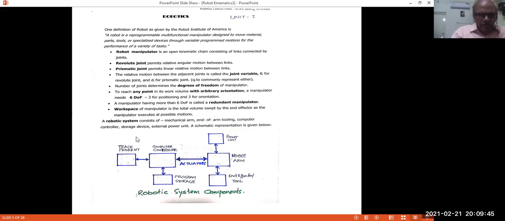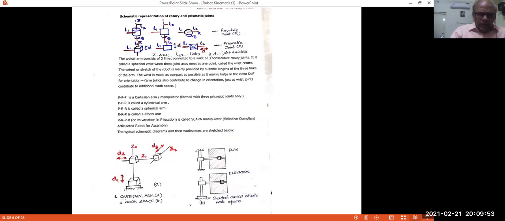Okay, so these are some of the basic components of the robot manipulator. Now we may have to draw a few schematic diagrams before we go to further kinematic analysis. In that, we'll have to draw the various joints, and we'll have to know something about the workspaces also. The commonly employed schematic representations for a rotary joint are these.